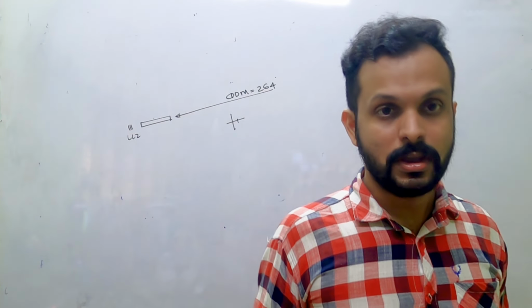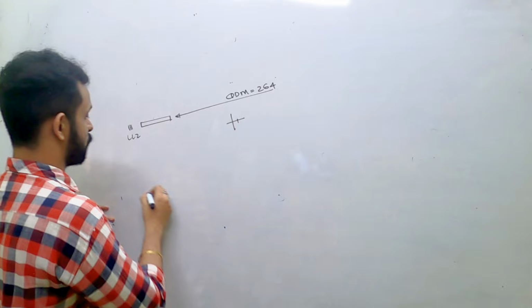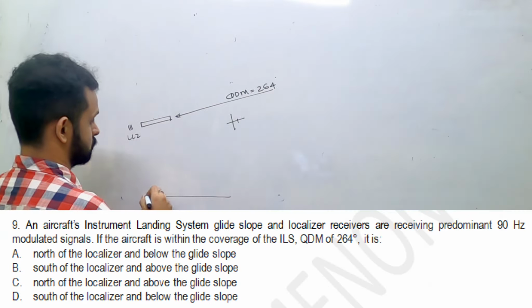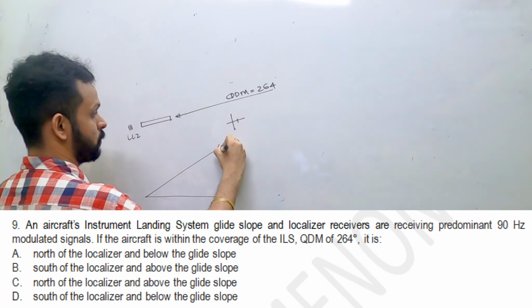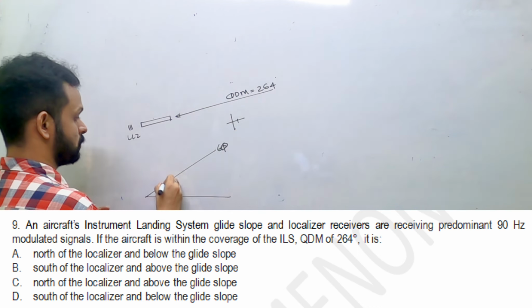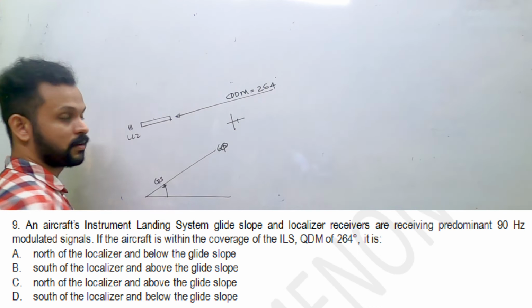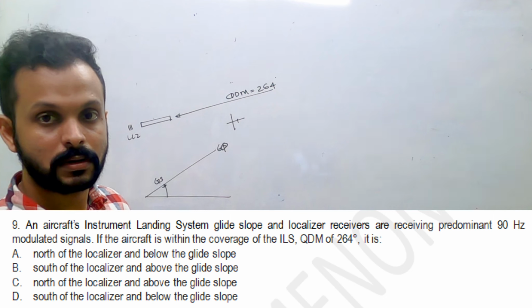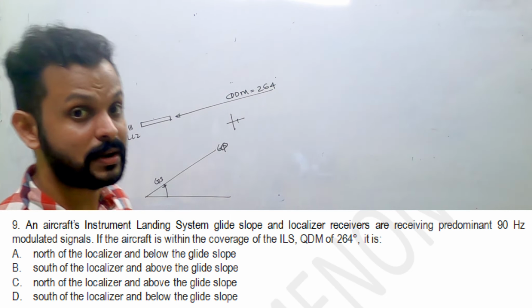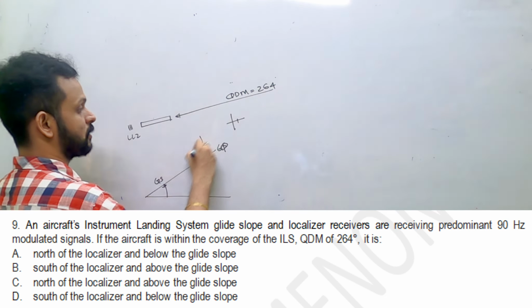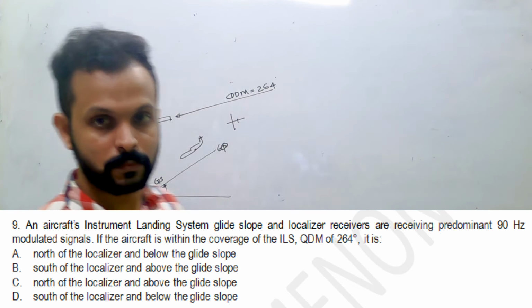Unfortunately, I cannot show the glide slope here because of the top view. But what do you understand from the glide slope point of view? This is the glide slope, the glide path basically. Where is the aircraft with respect to the glide slope? Above. You're getting a predominant 90 Hz signal, which means the aircraft has to be above. Okay, above the glide. Makes sense?